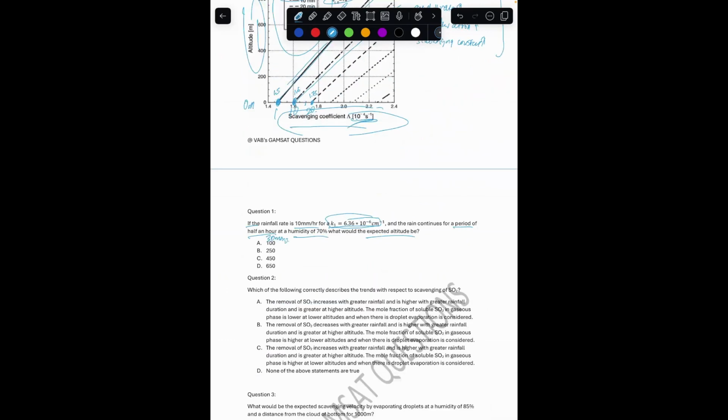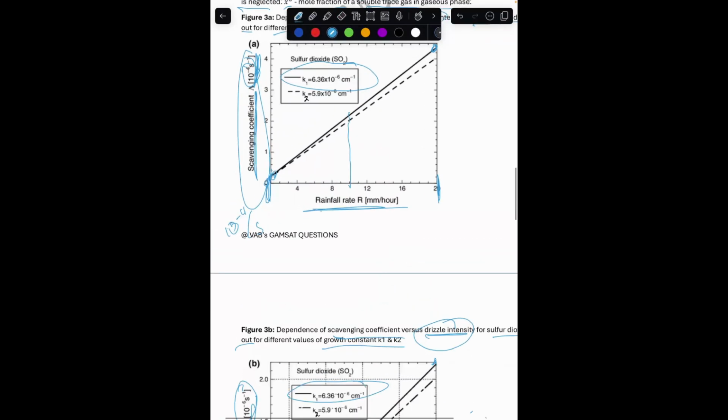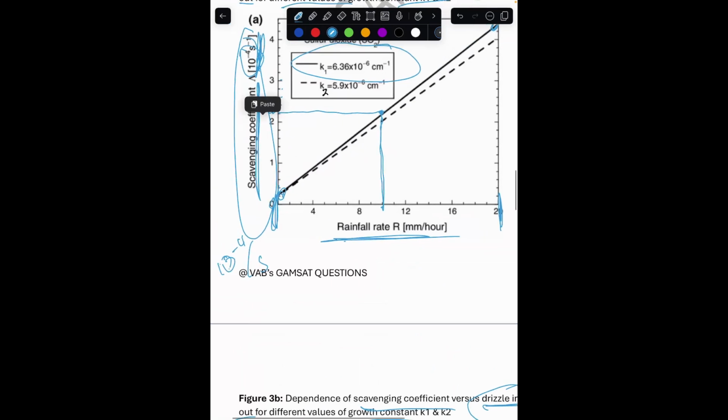to the power of -1. But the rainfall rate is 10 millimeters per hour. The only place where it is 10 millimeters per hour is in this graph, not in this graph, because this is too small. Look, it's only from 0 to 0.1. Not enough. We need to go here. And then if we go here, 10, draw a line across, it's roughly at 2.2. It's 2.4, 2.6, 2.8. So 2.2 is your scavenging coefficient.